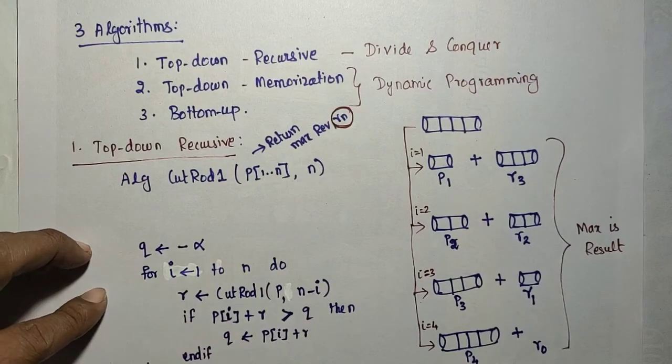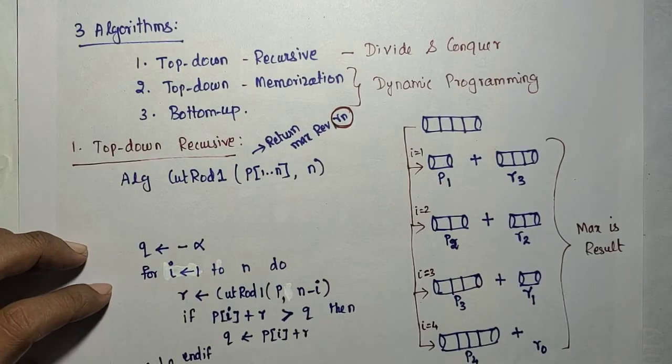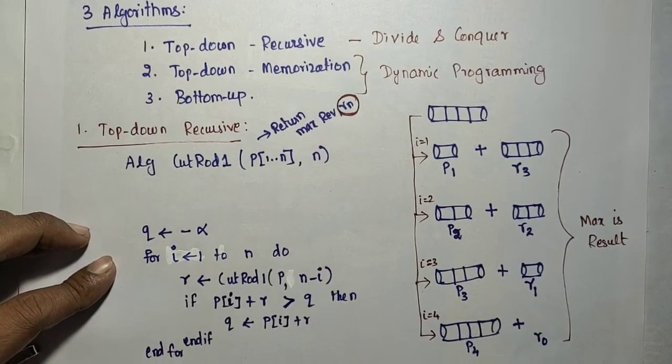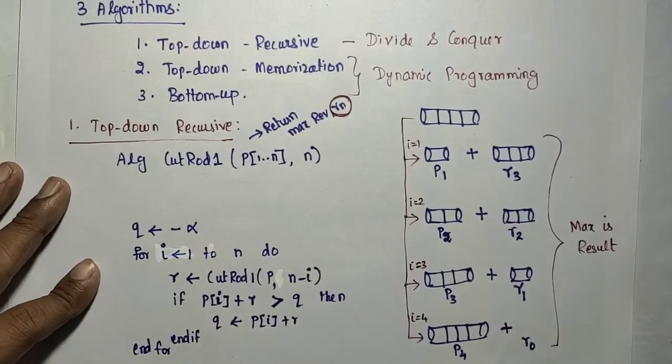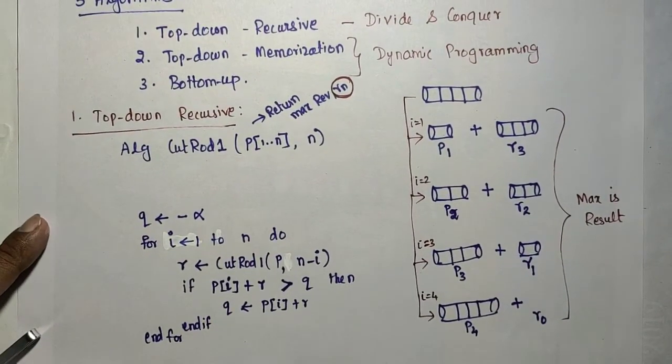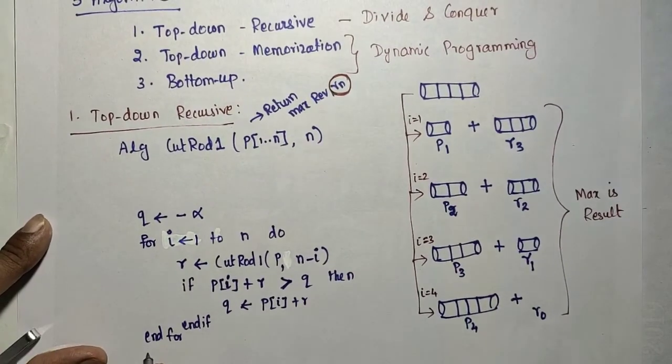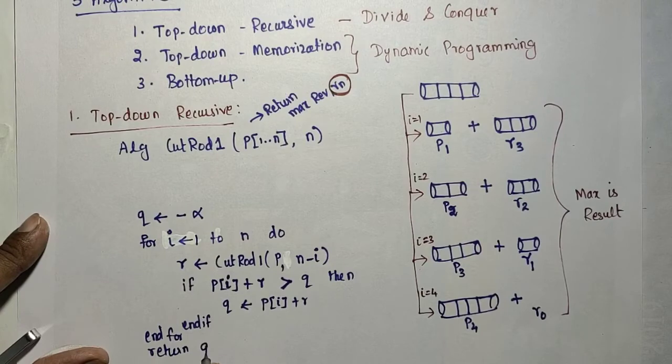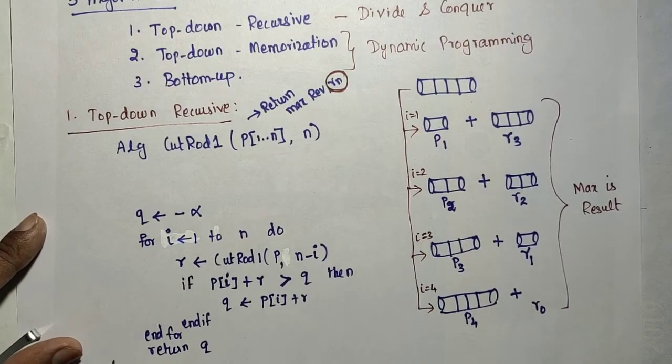End if, and then end for, and then I need to end the algorithm by returning that value. Returning the Q. Return Q and end Cut-Rod 1.